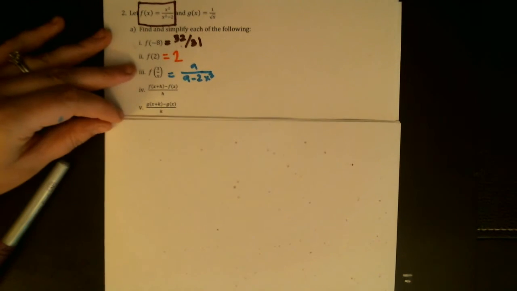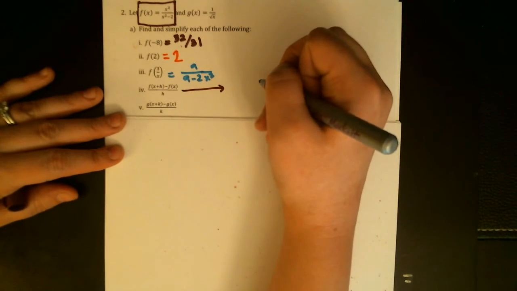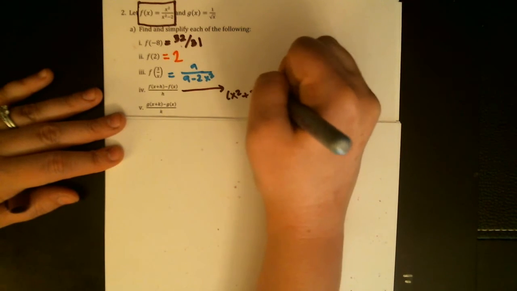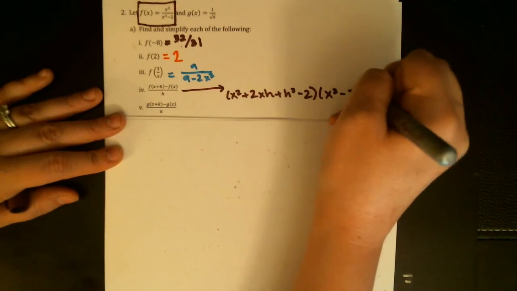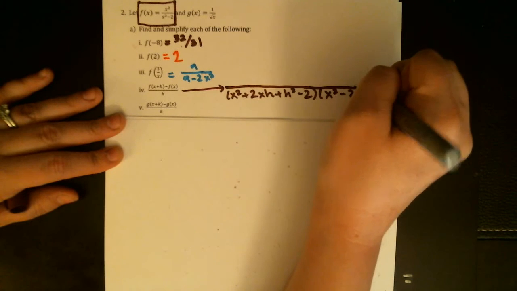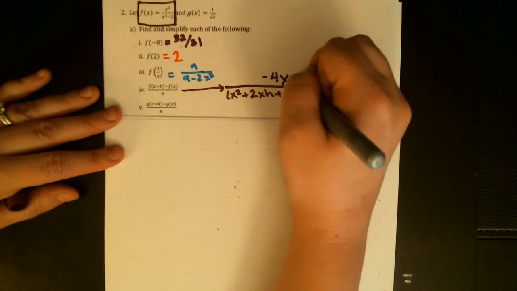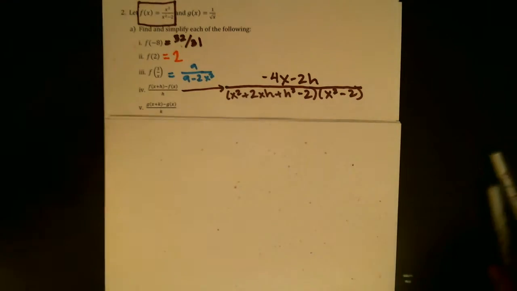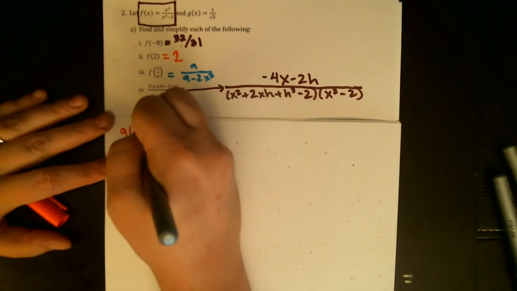Okay, we also want to do a difference quotient for g. Ooh, do I want to try and write this one in here? Here, we'll sneak it out to the side. It was x squared plus 2xh plus h squared minus 2 times x squared minus 2 on the bottom. And it was a negative 4x minus 2h on the top. Okay. Next, we want to do difference quotient for g.